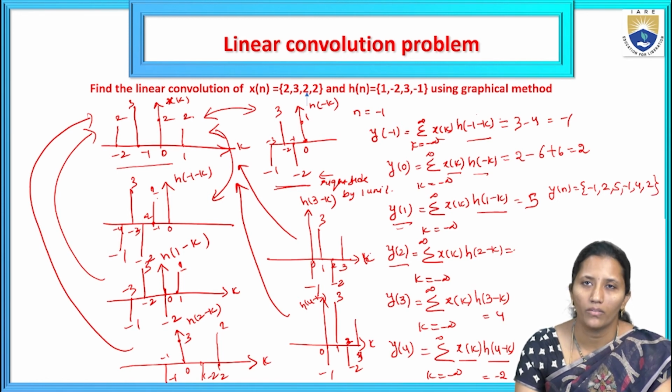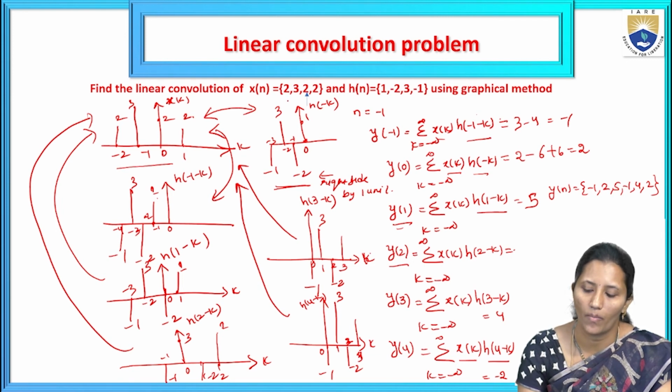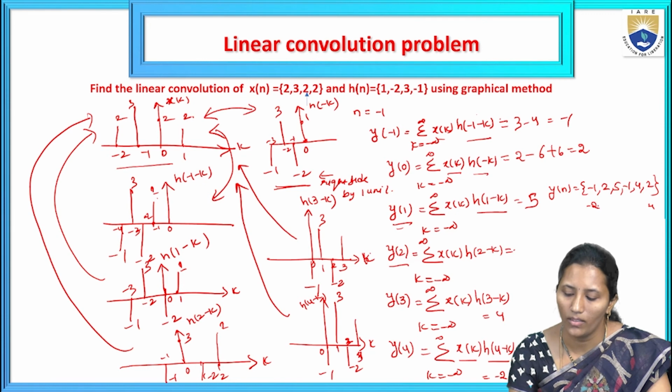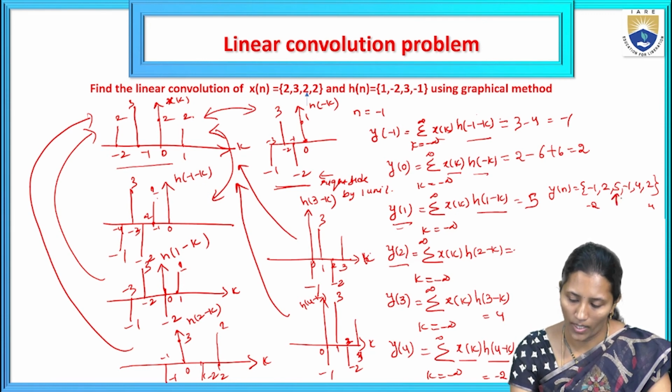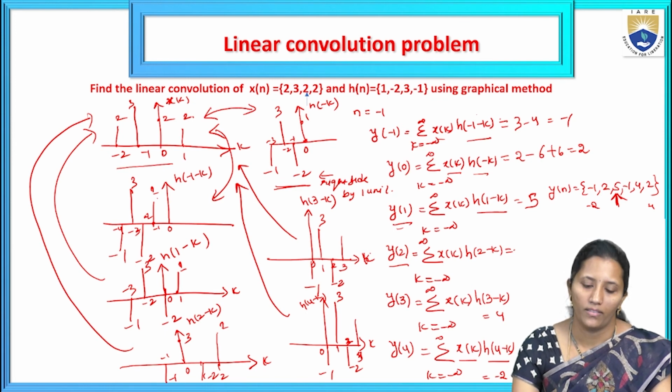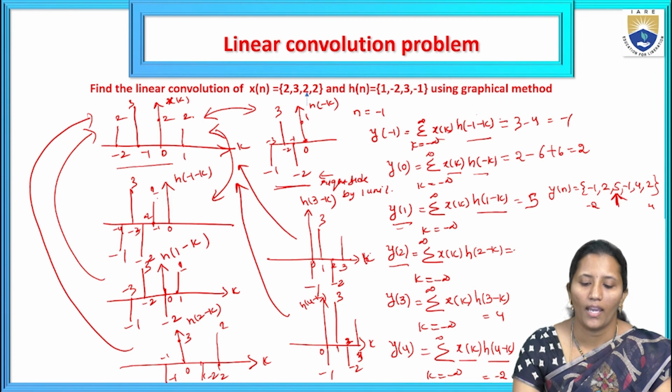But we have to represent the index of y of n, because the starting index of x of n is minus 2. So for n1 plus n2, the starting index is minus 2 for y of n and the end index is 4. Already we know this one. So the 0th sample is 5, and we have to represent the arrow mark at the 0th sample. This is the y of n value after convolving x of n and h of n using the graphical method.